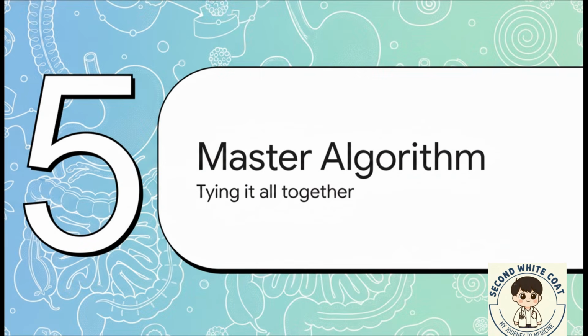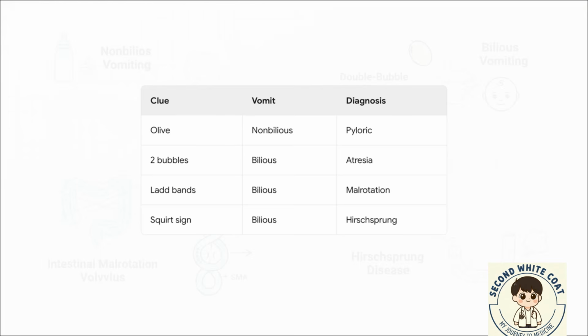Section 5, the master algorithm. Let's look at how all these seemingly disparate pieces fit perfectly into one beautiful, cohesive framework. Seriously, please stop memorizing endless lists of vomiting diseases. Rely on a clean anatomical map instead. Think about it. A 3 to 6 week old hungry baby with an olive mass. The obstruction is high up, the vomit is nonbilious, that's pyloric stenosis.